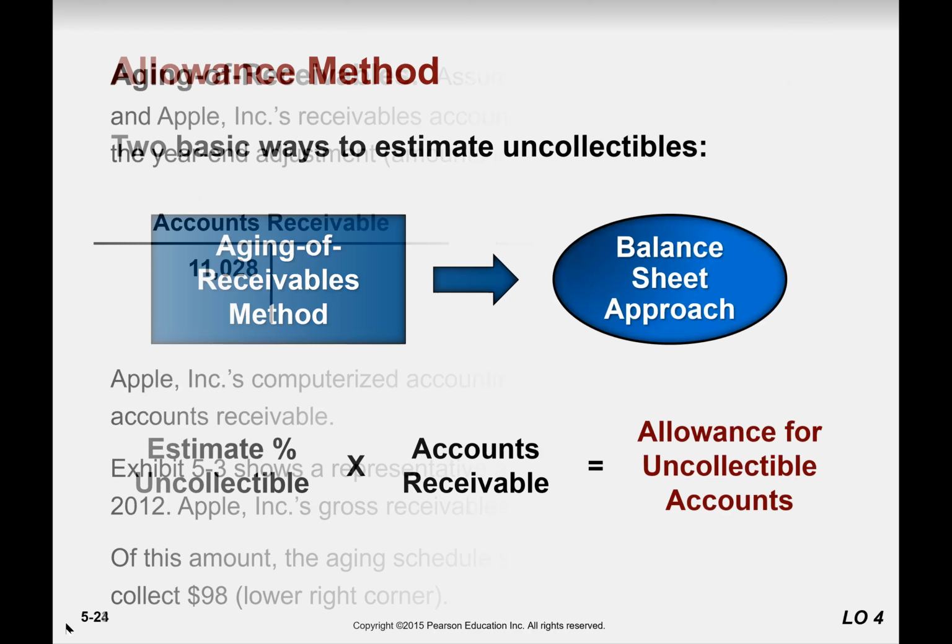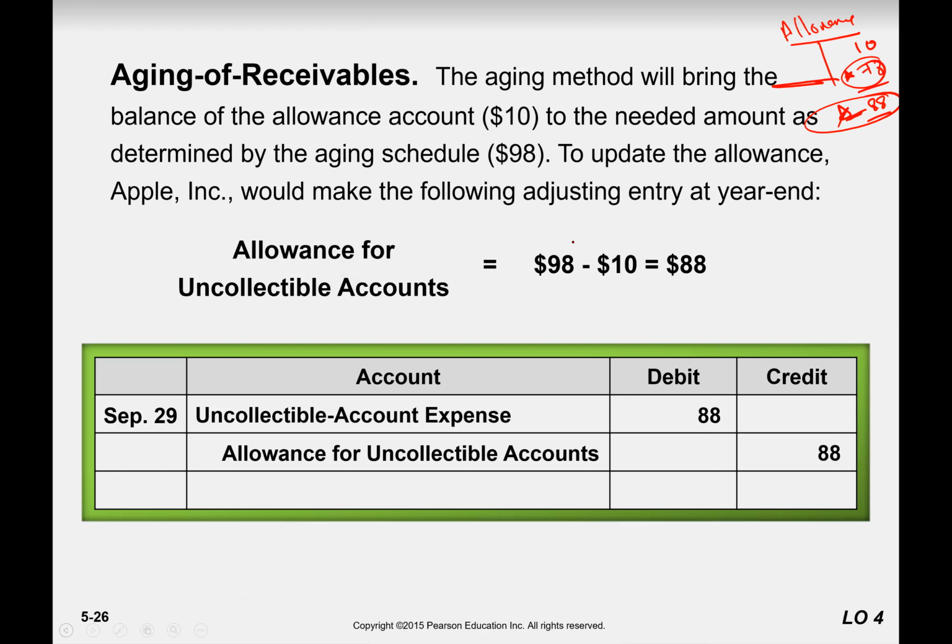So the entry would be 98 minus 10, which is the beginning balance of allowance for uncollectible accounts, 88, not the 98. So many students confuse this and make the entry of 98. Remember, 98 is the total balance, the amount needed to be adjusted by the allowance. So total adjusted value minus any balance that is left in the allowance account. So that would be your entry, 88.